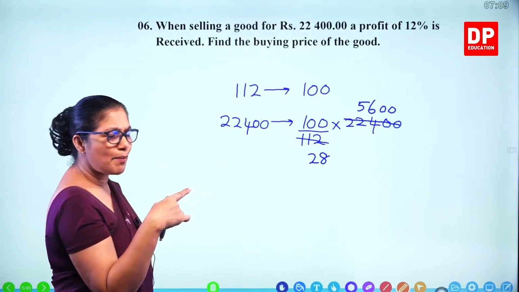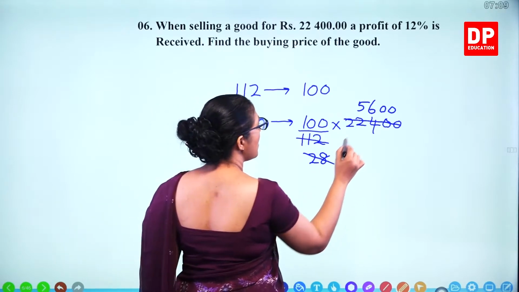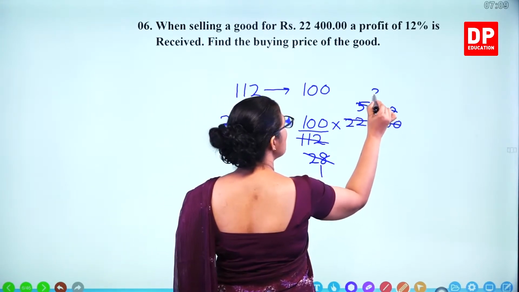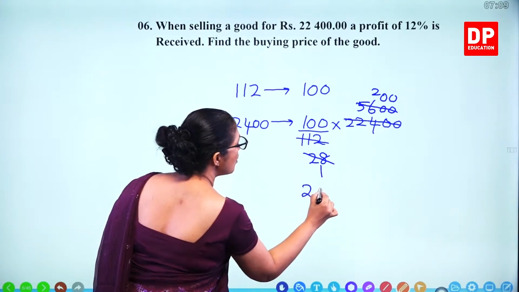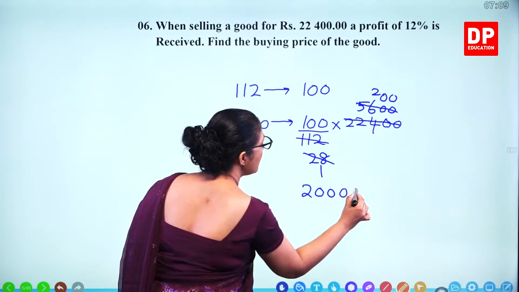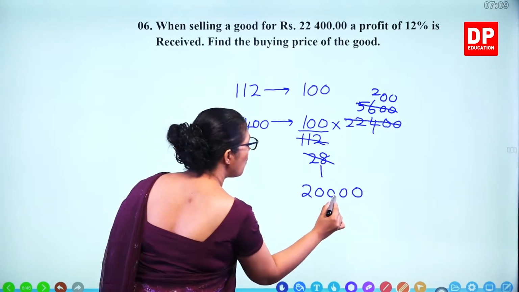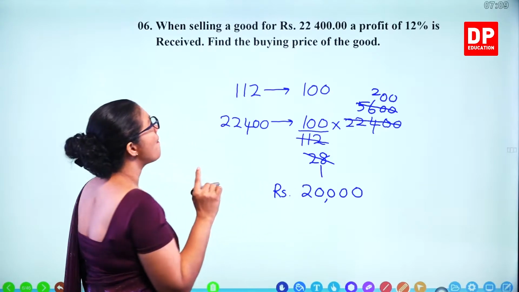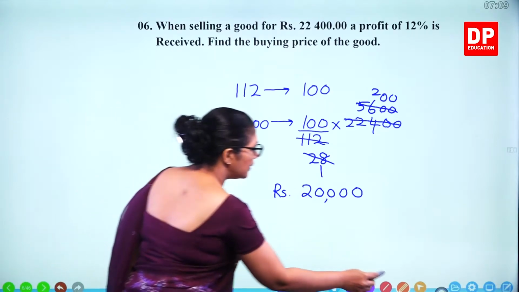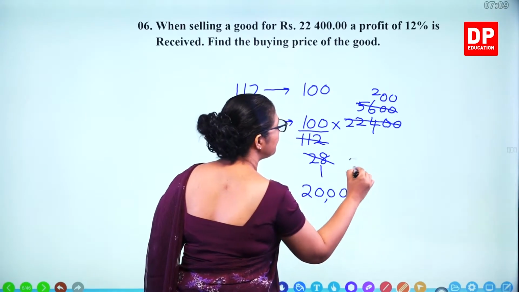Again, we can see double of that. 28 times 1, 28 times 2. So that's 200. So what's the value? 2 with 4 zeros: 1, 2, 3, 4. That means 20,000 rupees is the buying price. So 2 marks for that.